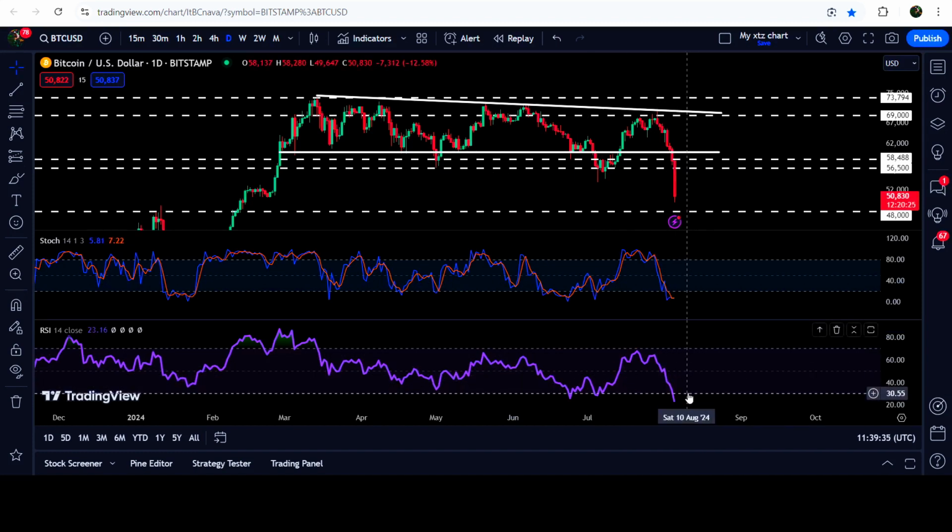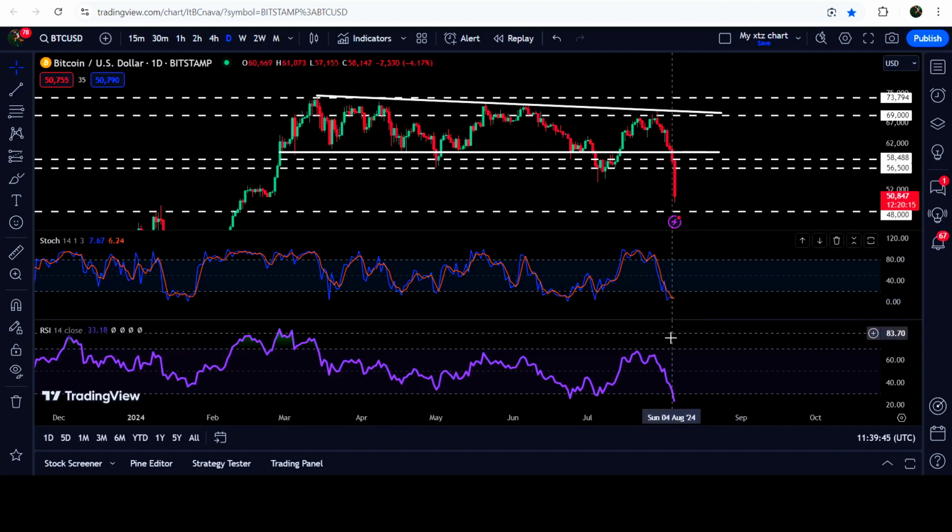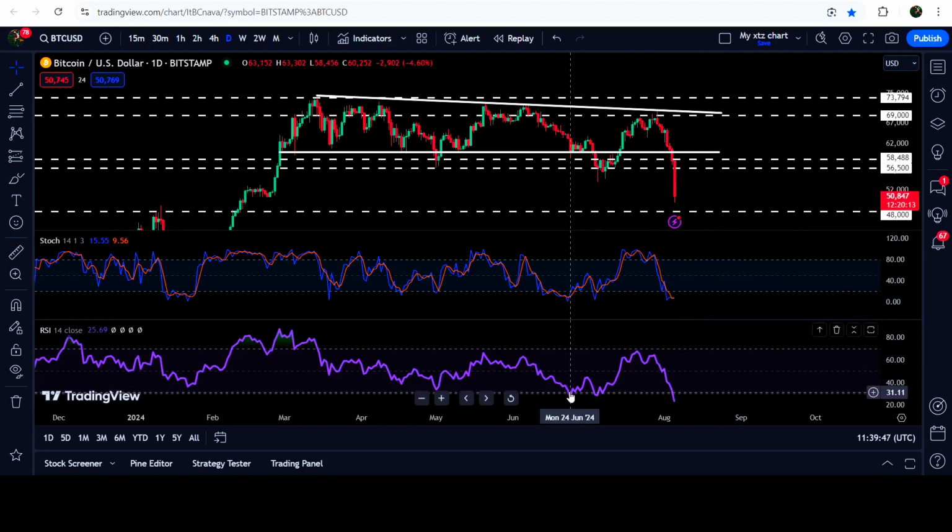This is very important, because if RSI enters the oversold zone with the stochastic on the daily time frame chart, then soon there is a very, very high probability that the price line can start a correction move to the upside. It was happening here. It was also happening here as well.